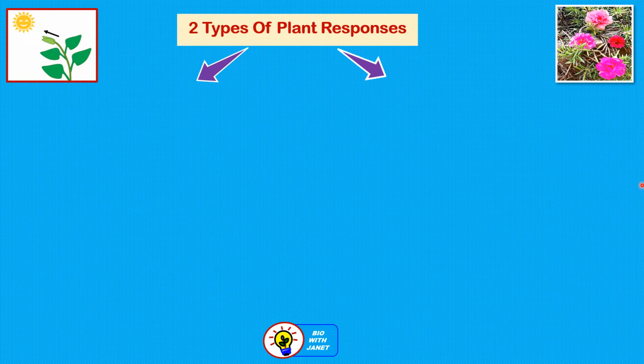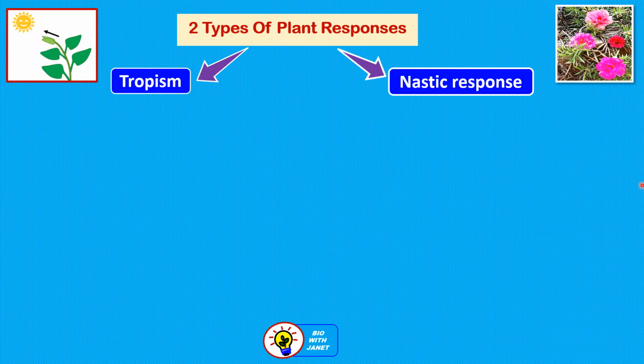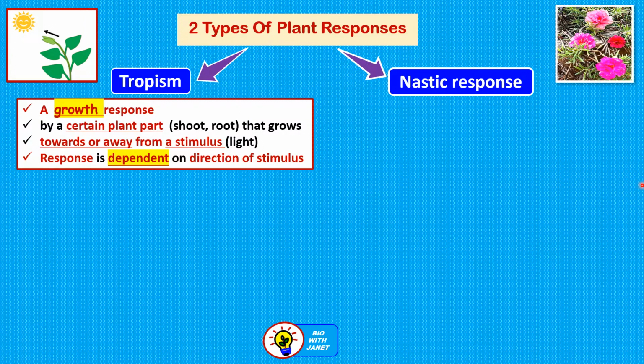So let's discuss the two main types of plant responses, namely tropism and nastic response. What is tropism? Tropism is a growth response of a certain plant part, like the shoot or root, that grows either towards or away from a stimulus such as light or water. And the response is dependent on the direction of the stimulus. A growth response means that as the plant is growing, it is also responding at the same time.